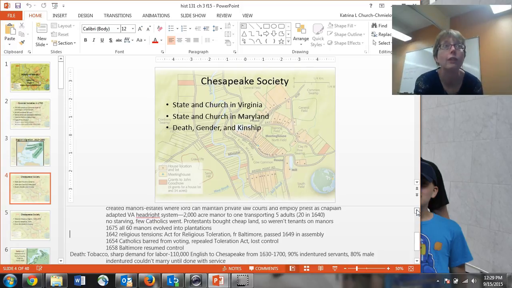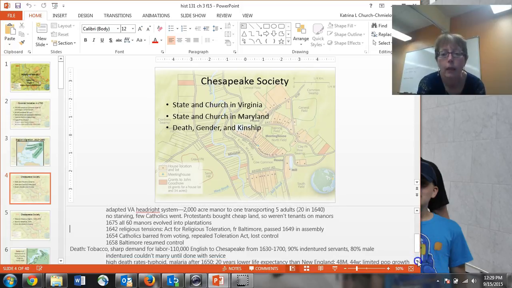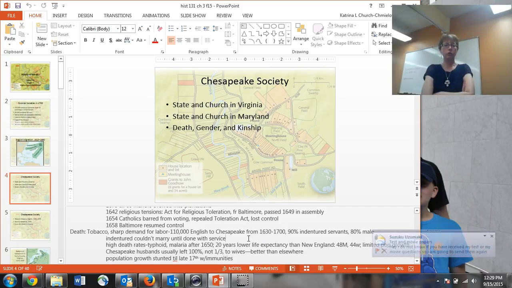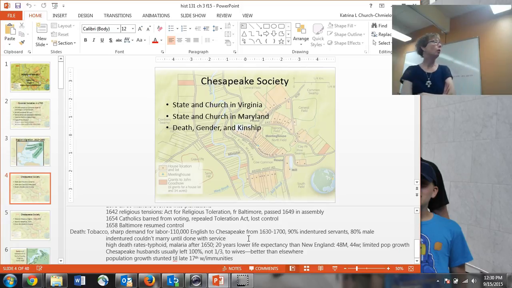Okay. So death, gender, and kinship. We talked a little bit about the death rates here, and so indentured servants couldn't marry until they were done with their service, and so you didn't have a high birth rate because of that, and a lot of them died very, very soon into their service, if they even finished their service.